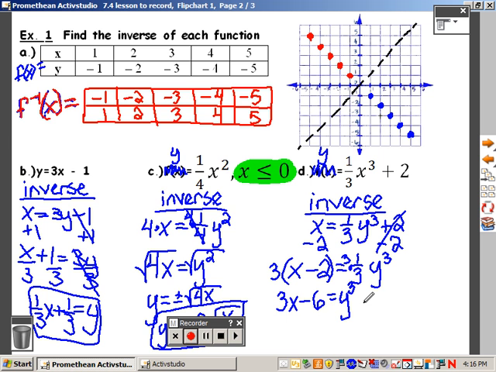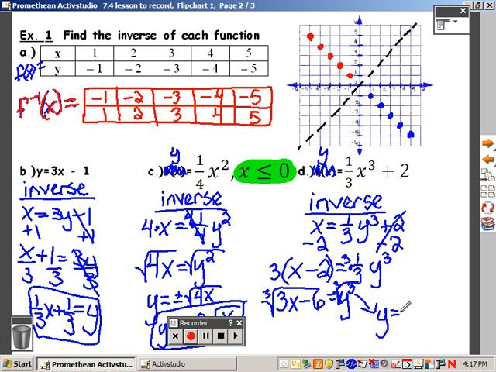Is y by itself yet? Not quite. The last step is to get rid of y cubed. How do you undo something cubed? You take the cube root of both sides, and we end up with the cube root of y cubed is just y equals, do I need plus or minus on this one?